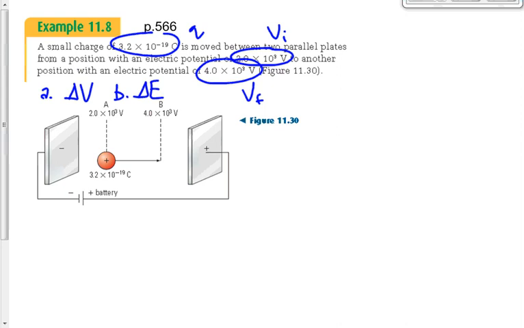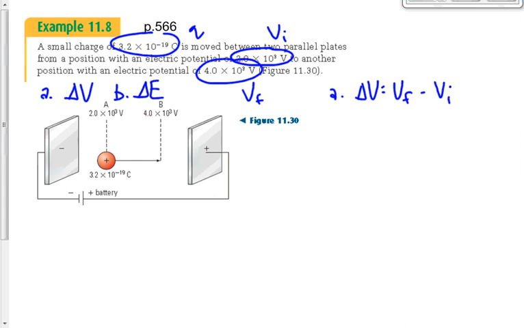Okay? So if you look back at page 566, I think you'll find 2 parts to it. One where you're looking for the potential difference, and one for the potential energy difference or the potential energy gain. Want to find the potential difference? This is a pretty straightforward one, right? Delta V is equal to VF minus VI.